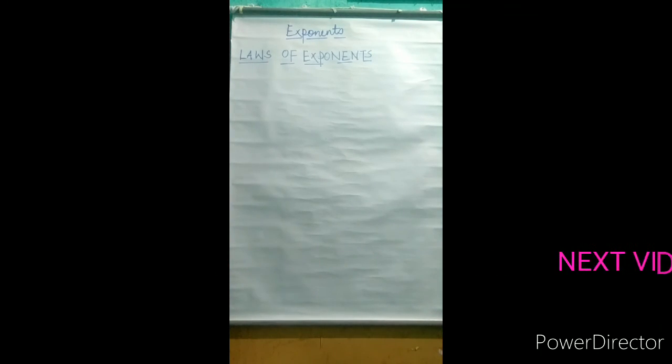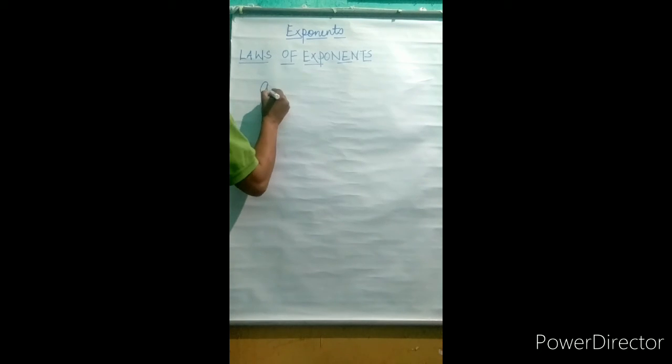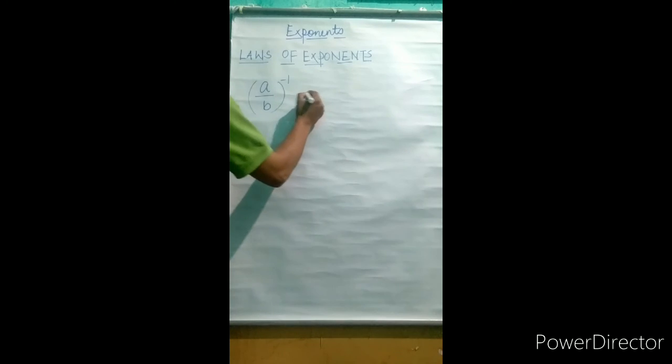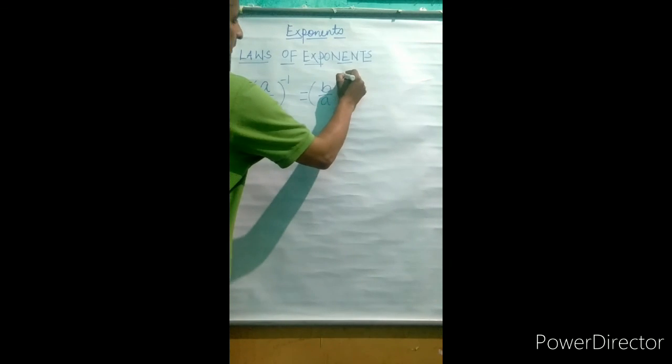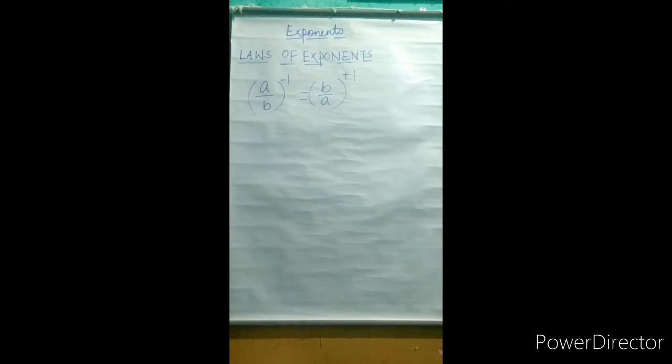One more important result is there. If a fraction a over b is given, and its whole power is negative, and you want to convert it into a positive power, what you can do is invert the whole fraction, b over a, so that its power becomes positive.